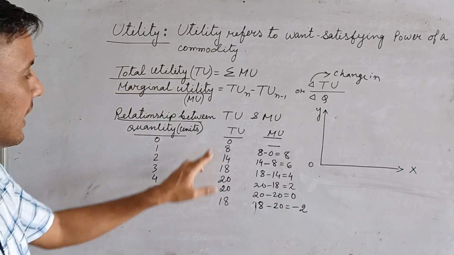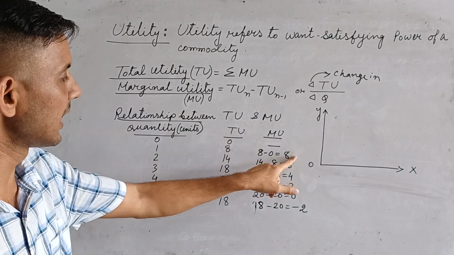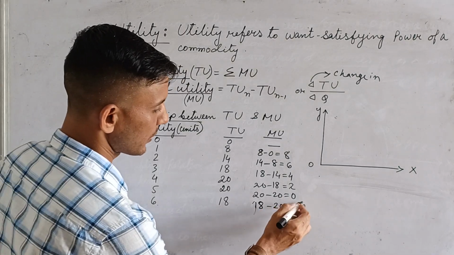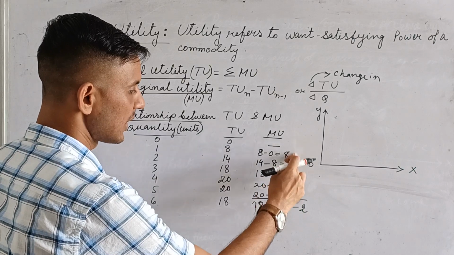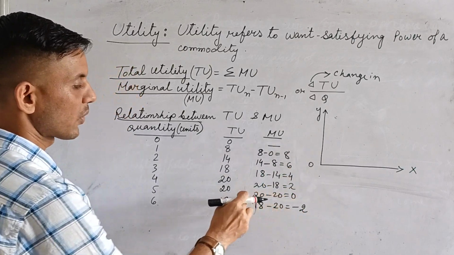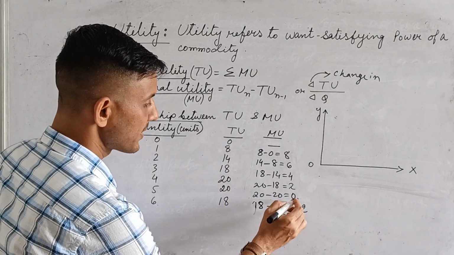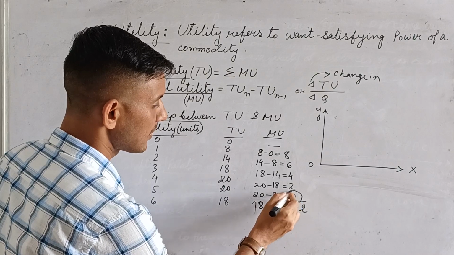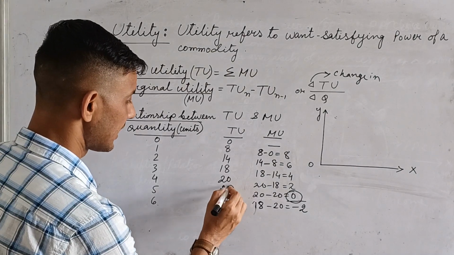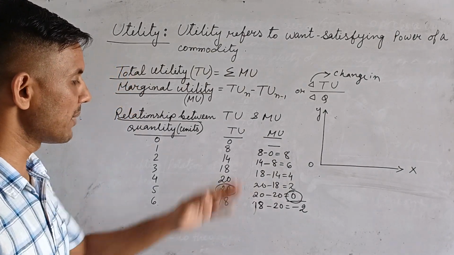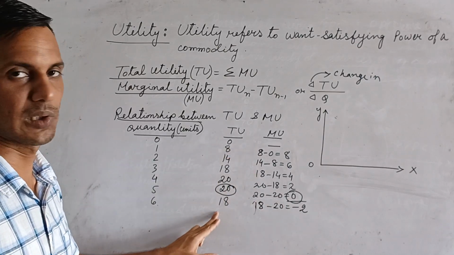Clear? So what you have seen is the relation: when marginal utility decreases, see till 0, 8, 6, 4, 2, 0, when marginal utility decreases, total utility increases at a diminishing rate. When marginal utility is 0, then total utility is maximum. And when marginal utility is negative, minus 2, then TU starts to fall.